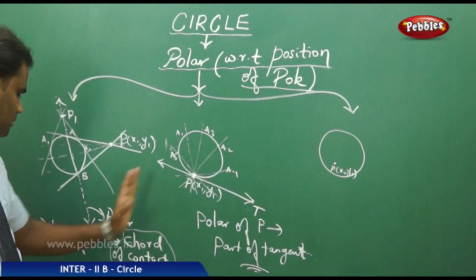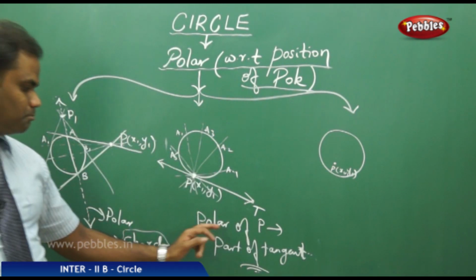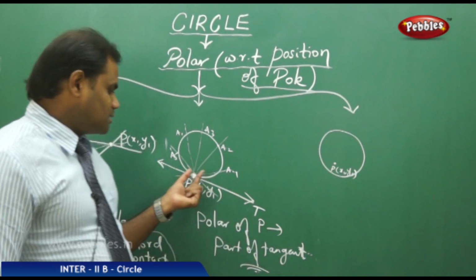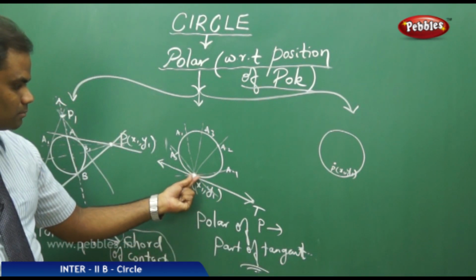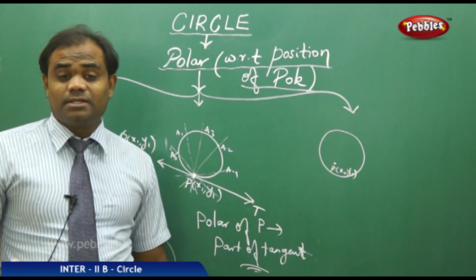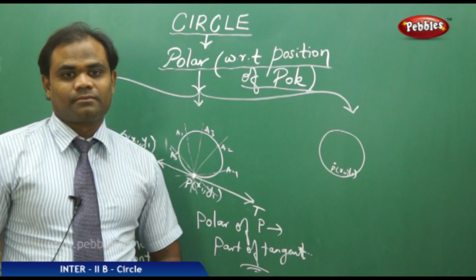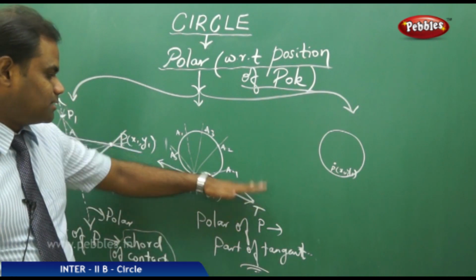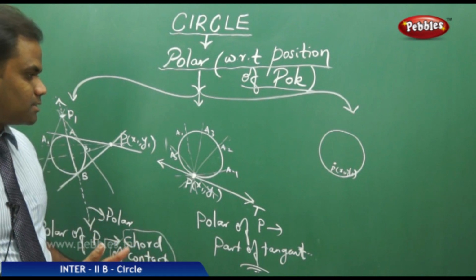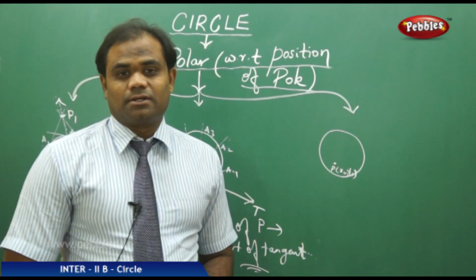P outside, polar is the chord of contact. P on the circle, the polar is part of the tangent, where I see that all points intersect at one common point P, which is a point on the tangent. Of course, P is the point of contact in this case. The one which makes contact with the tangent and the circle is the pole in this case. Next is when P lies inside the circle.